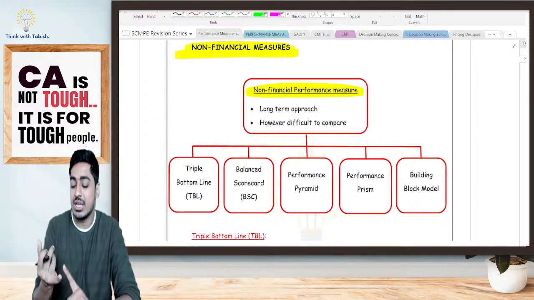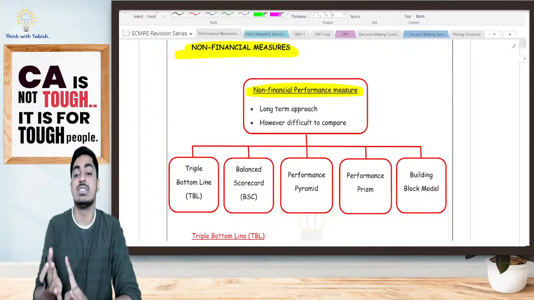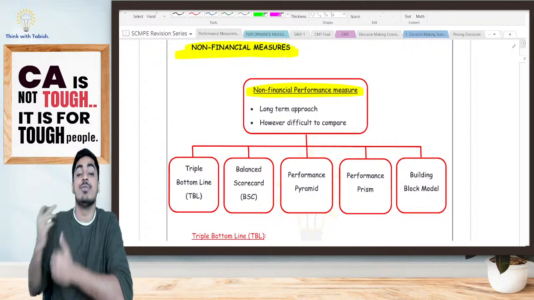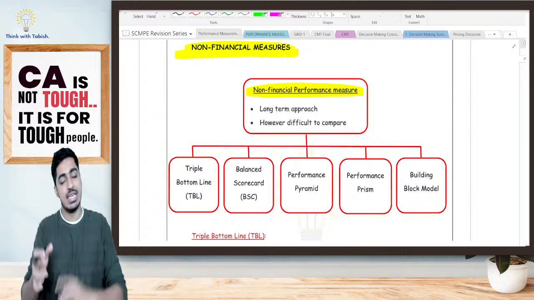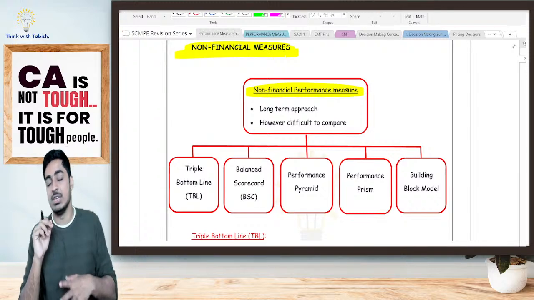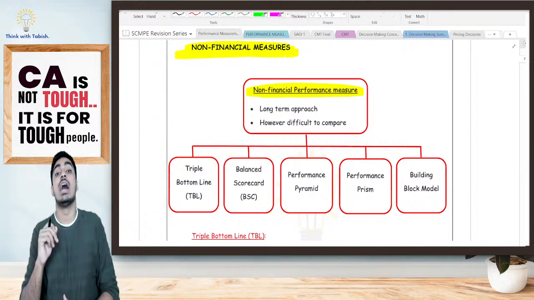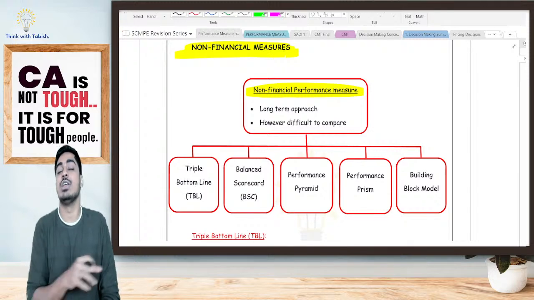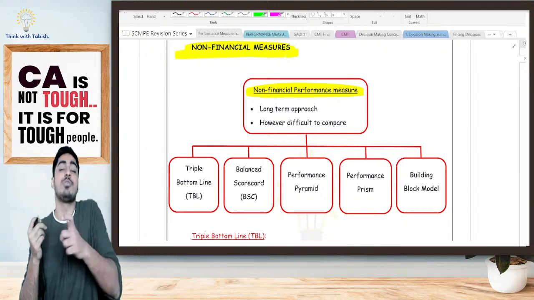Because they've ensured that their customers are satisfied. Every stakeholder is satisfied. Ultimately, they're working towards the future. So what we are saying is, financial measures are good. If you're having a profit, it is very good. However, ensure that while you're measuring performance, it is not just profit.